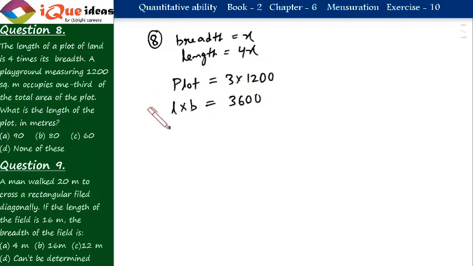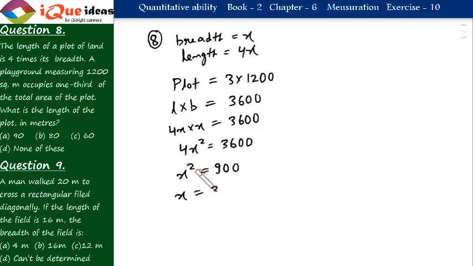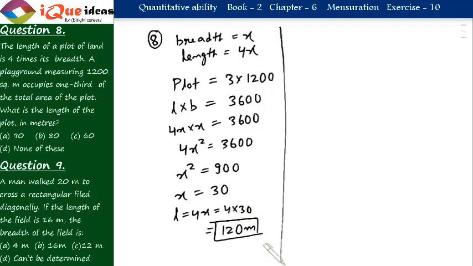Now L and B can be taken as 4x and x. So 4x into x should be equal to 3600. So we have 4x square equal to 3600. Divide by 4, you get x square equal to 900. So from here we get x equal to 30. That means length is equal to 4x, which is equal to 4 into 30, that is 120 meters. So that's how this question can be solved.